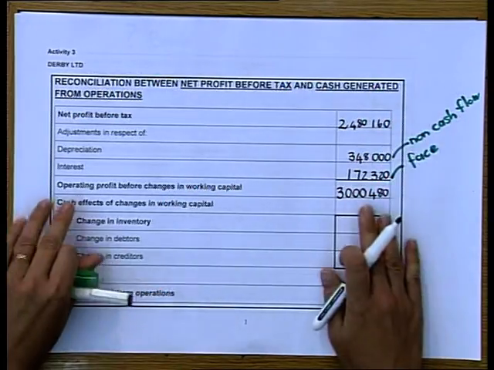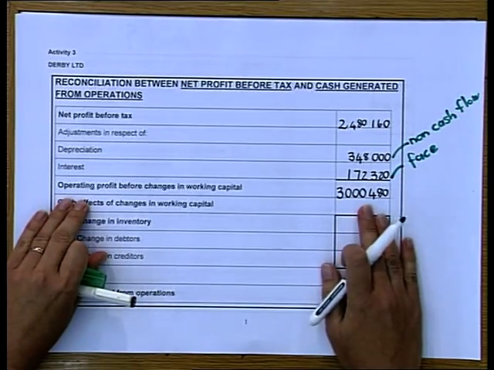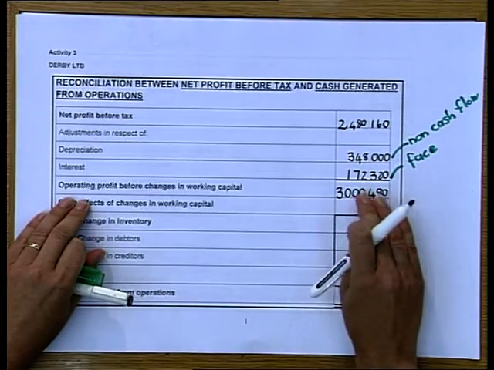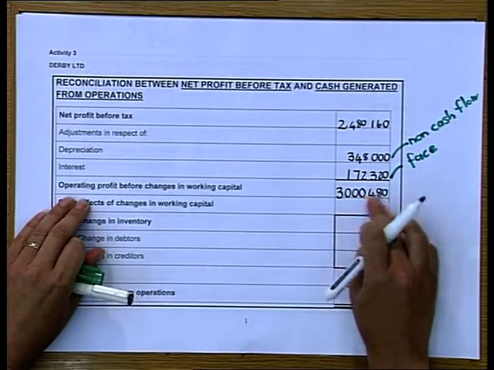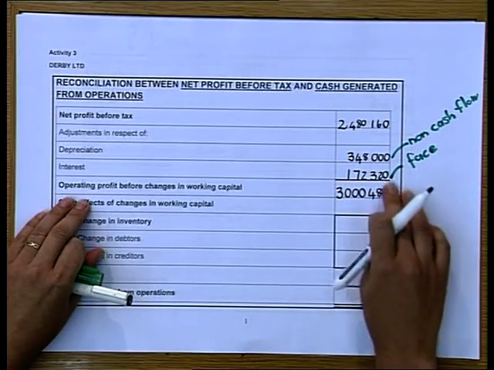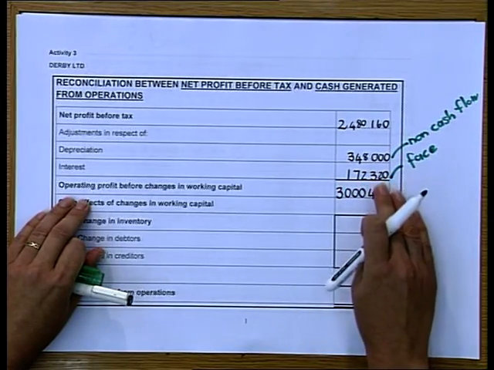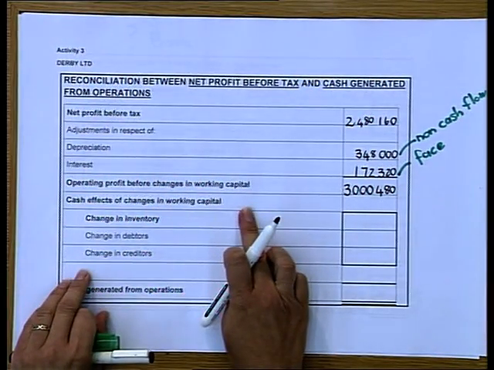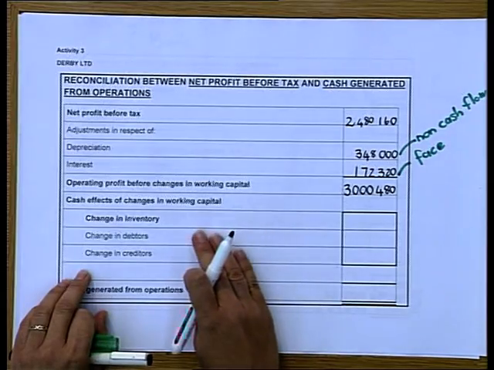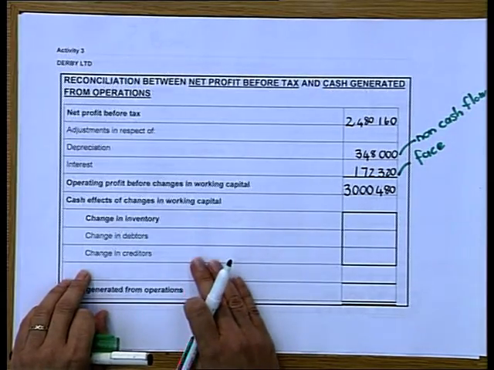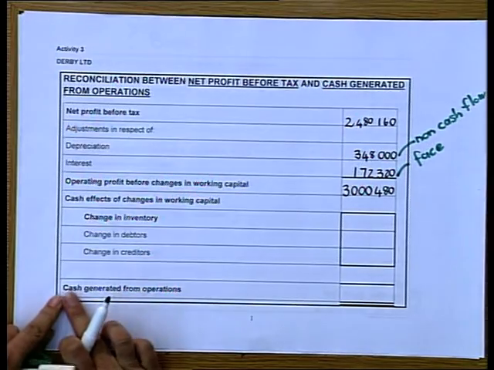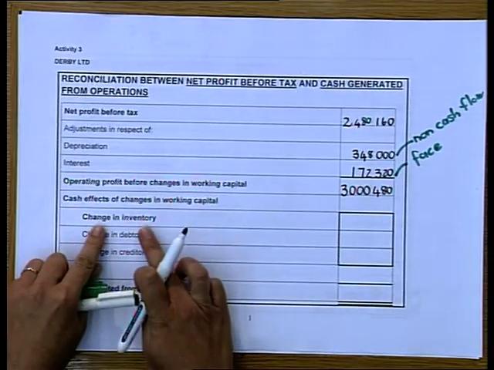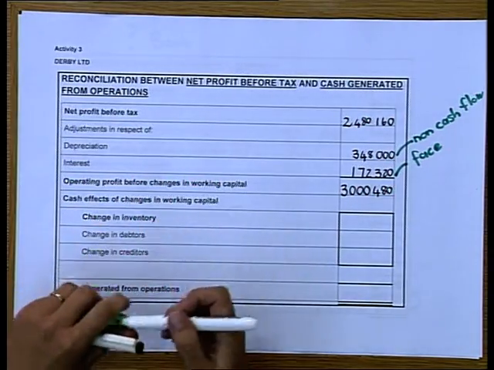And then we get to the operating profit before changes in working capital. But now you must remember that this is still not cash. If the business sells pies, this still does not represent the cash from the business. We now need to accommodate the changes in working capital. And we look at three items in the working capital to, in the end, get to the cash generated from operations. The first thing we're going to look at is the changes in inventory.